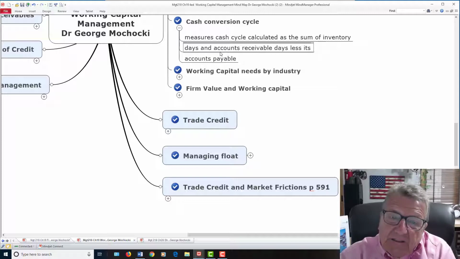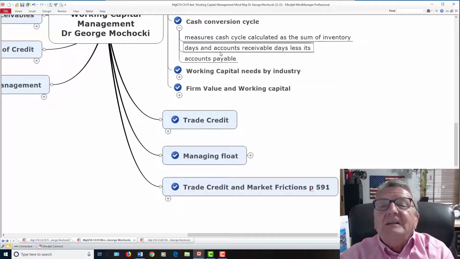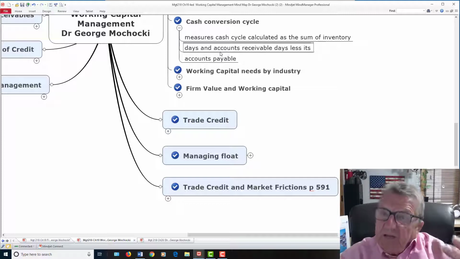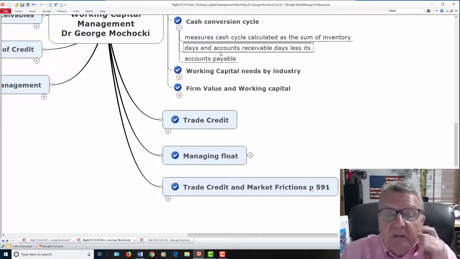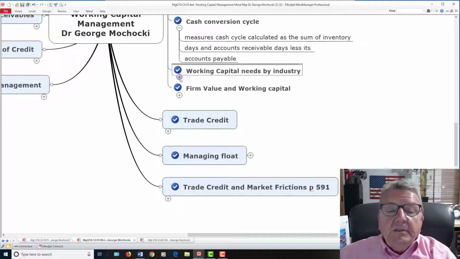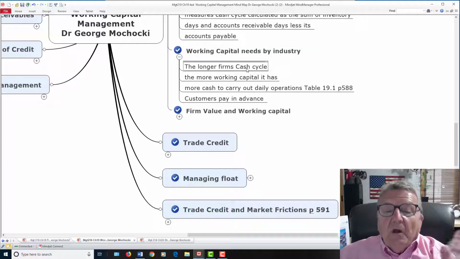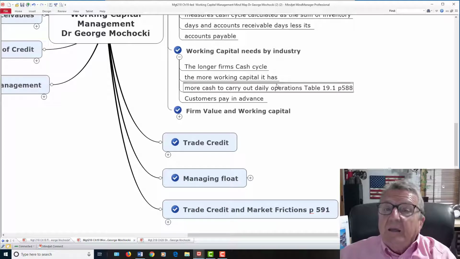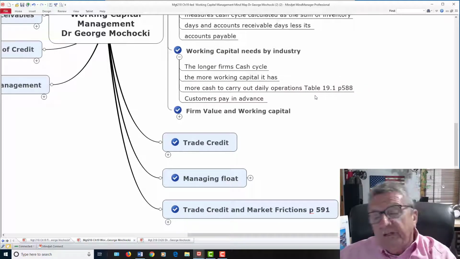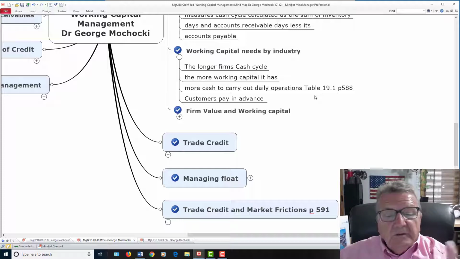It's like any kind of manufacturer. I'm looking at the procedures or processes, and same thing with finance. Okay. Working capital needs by industry. The longer a firm's cash cycles, the more working capital it has, the more cash to carry out the daily operation. On page, look at table 19.1a, I don't have it in there.